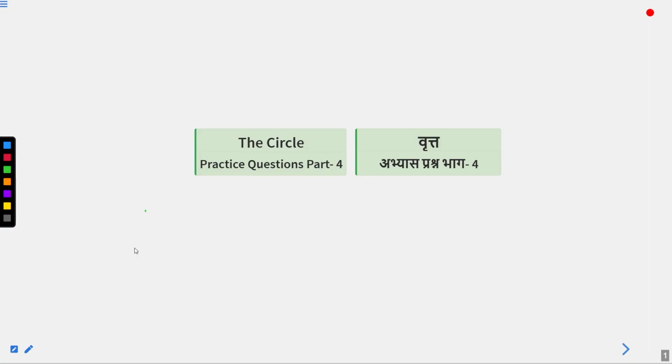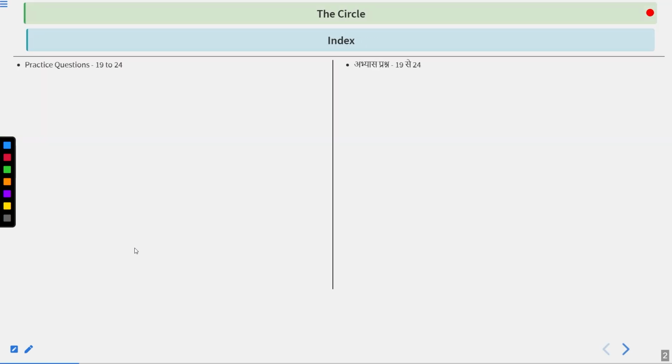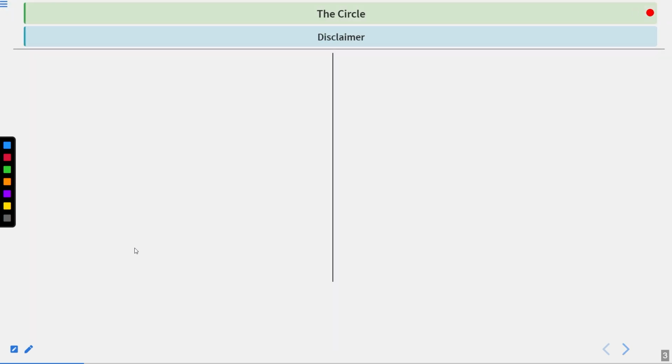In today's lecture, we will practice some more questions based on the circle. In this lecture, we will start from question number 19 and we will discuss till question number 24.